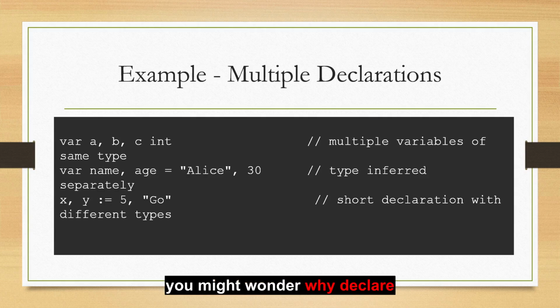Now you might wonder why declare multiple variables like this. Well, in a real project, we often need to keep track of many values, like marks in three subjects or counters for different tasks. Instead of writing var a int, var b int, and so on, you just declare them in one line, simple and clean.